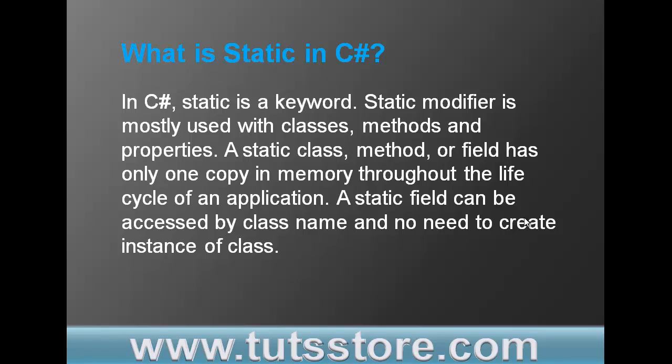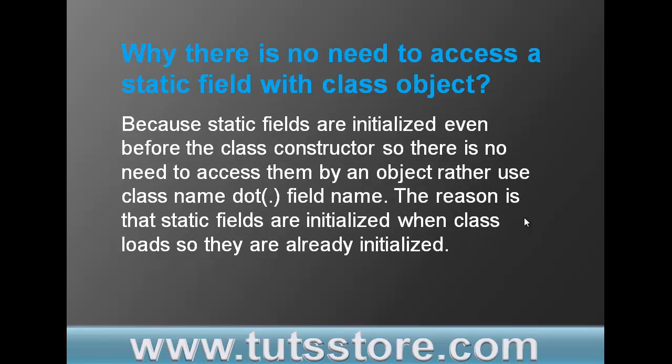A static class, method, or field has only one copy in memory throughout the application lifecycle. So a static field can be accessed by class name and there is no need to create an instance of the class. Why is there no need to access a static field with a class object? Because static fields are initialized even before the class constructor, so there is no need to access them by an object. Rather, use class name dot field name. The reason is that static fields are initialized when the class loads, so they are already initialized.